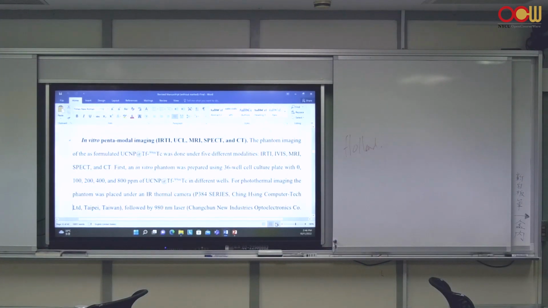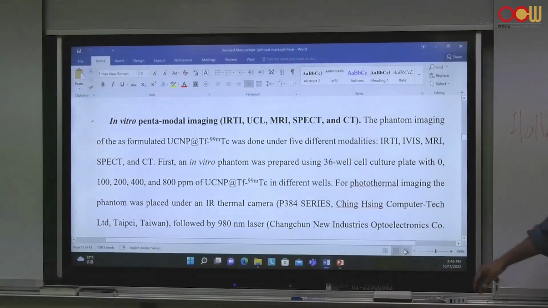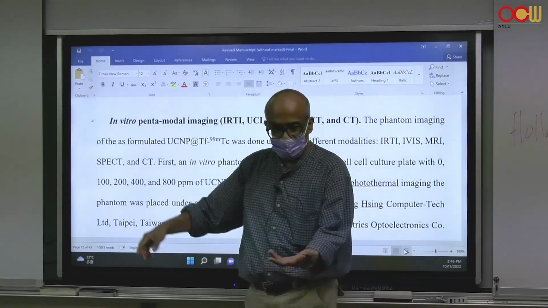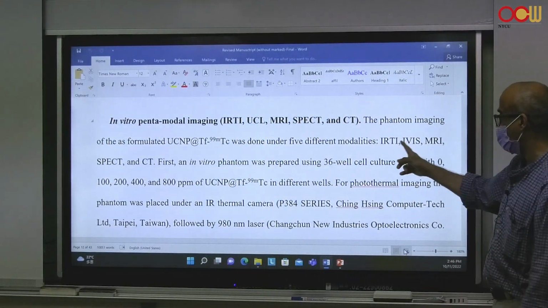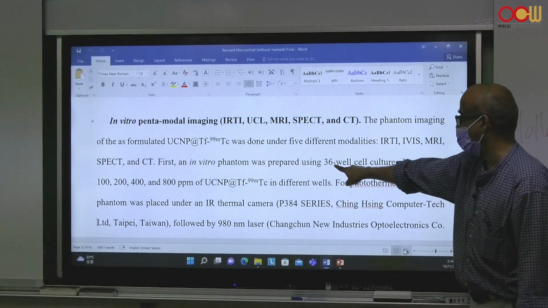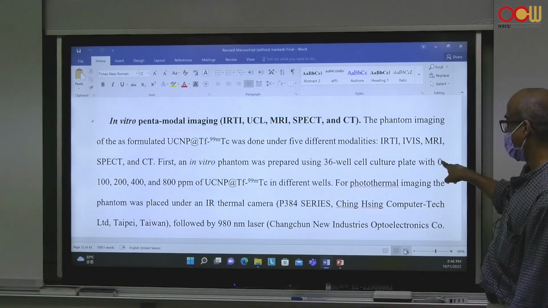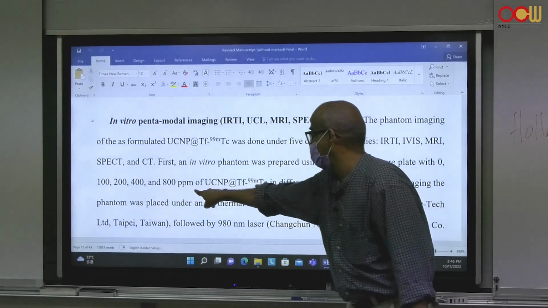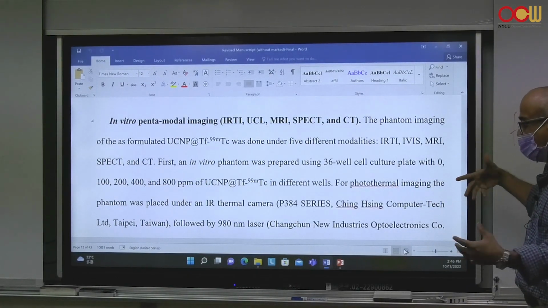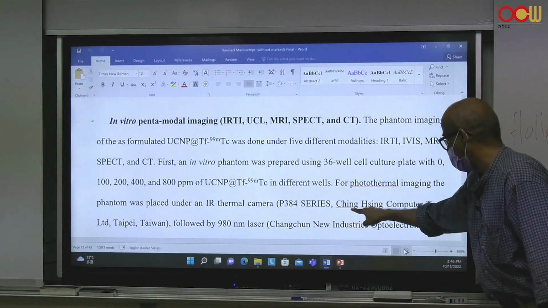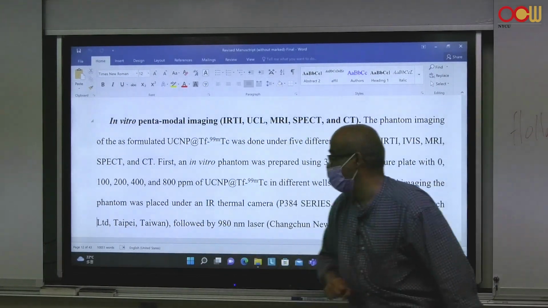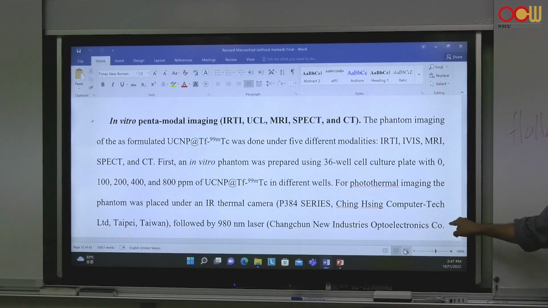So now this is in vitro imaging. I write in vitro, that means in the cells. So in vitro imaging using so many things. I tell them what kind of well plate I use, and then what kind of concentration I take. For photothermal imaging, what machine I used, IR thermal camera, this is the model name, the company and country, and what is the laser I used, everything in this detail.